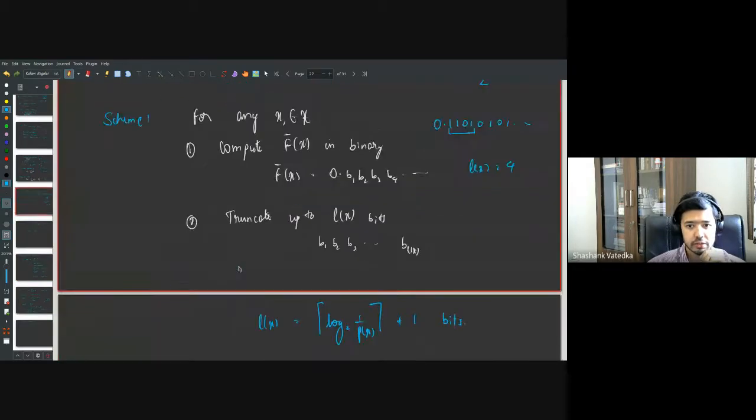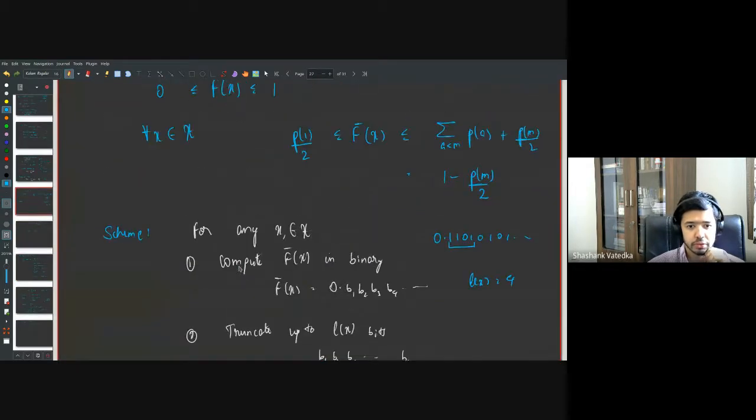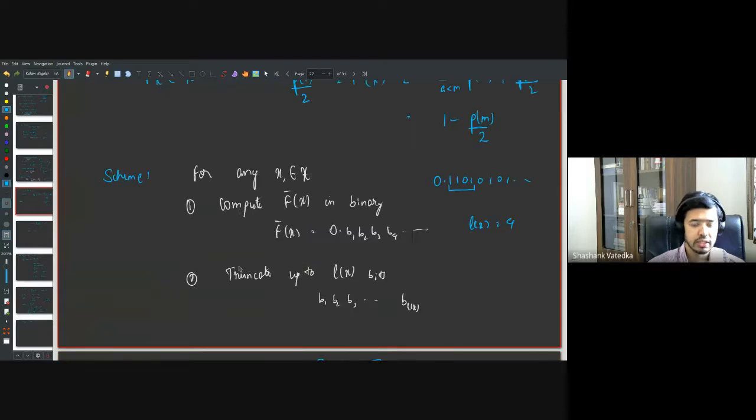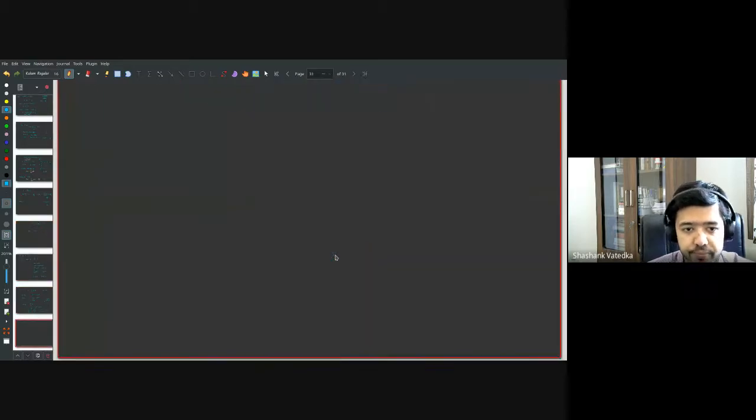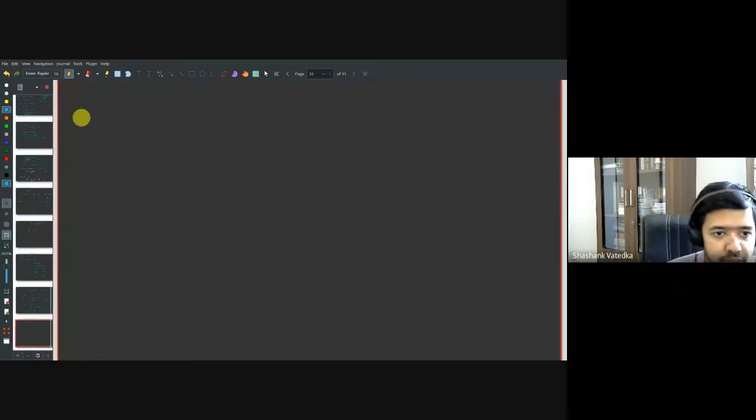Now let's go back to the Shannon-Fano-Elias code. I gave a particular scheme, and the scheme is as follows. Given a particular probability mass function, you compute f bar of x, convert it to binary, and then truncate it to a certain number of bits. So let's take an example.